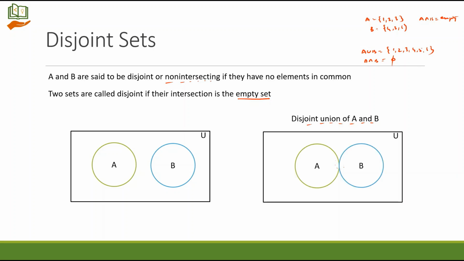So A union B means both can be taken together, but at the same time we make sure that the intersection part is empty set. That is what they have represented using this disjoint union of A and B. So when we say disjoint sets, you can combine them under union, but you cannot find any intersection point between them. When they say intersection part is empty, we can tell them that they are disjoint sets.